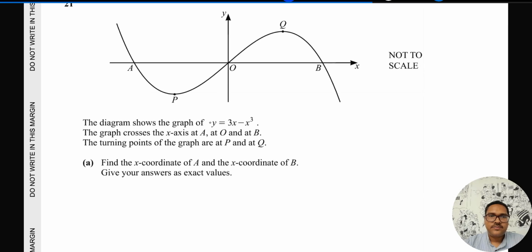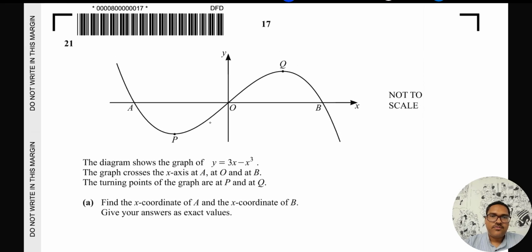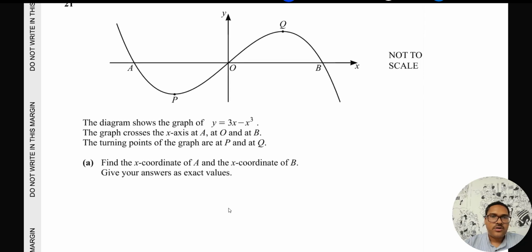Now, the next question. The diagram shows the graph of y is equal to this. The graph crosses the x-axis at O, A, and B. The turning points are P and Q. Find the x-coordinate of A and the x-coordinate of B. Basically, if this is the equation, you have to find the roots, basically the x-intercepts, because the points where this is intersecting the x-axis are these points. So you have to find the x-intercept.